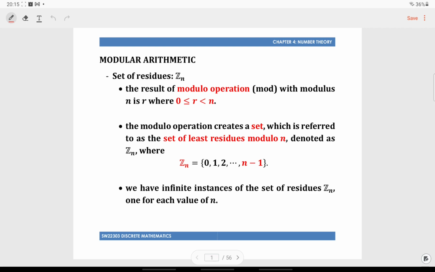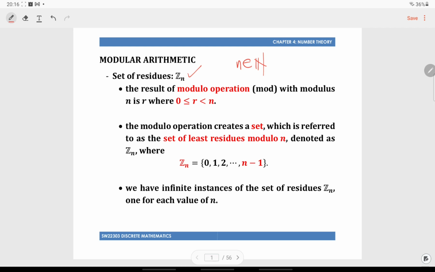So what is the set of residues? Basically, the set of residues is denoted by Zn. Z sub n, Z means the entries for this set are only integers. Only integers are allowed to be members of this set. And why is there a subscript n? Here n is a natural number. So we consider n as a natural number.